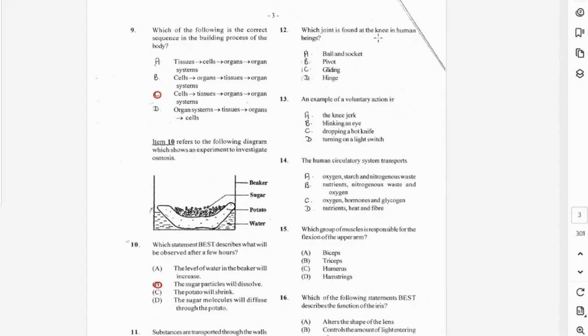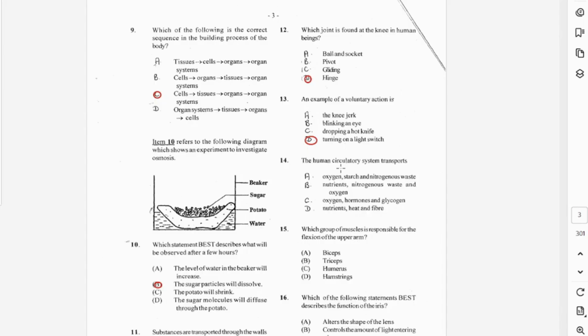Which joint is found at the knee in human beings? We know that this is D. So the knee, you have a hinge joint, and you also have a hinge joint found at the elbow. Number 13, an example of a voluntary action is D, turning on a light switch. Knee jerking, eye blinking, and dropping a hot knife, all of those are involuntary.